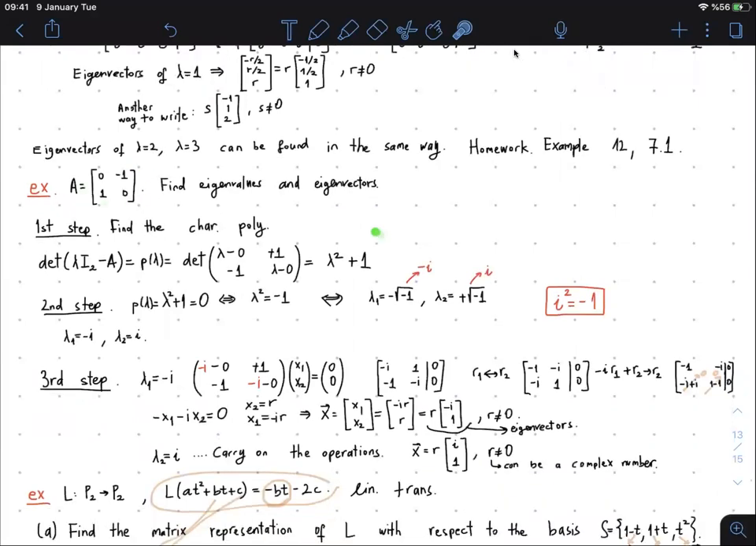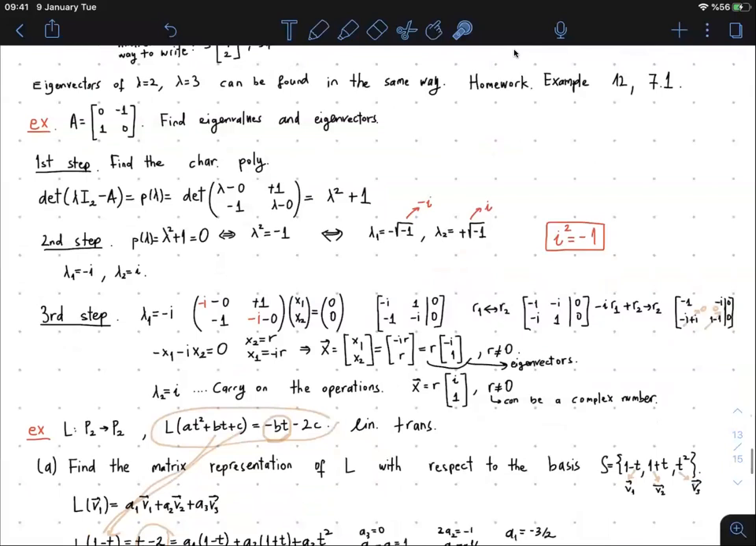In this case, the characteristic polynomial is lambda squared plus 1. Now, this polynomial has no real roots, okay? Lambda squared is never minus 1 for any real number. But we have to look for complex roots as well, so complex eigenvalues play an important role. In this case, we get these two roots, which are minus i and plus i.